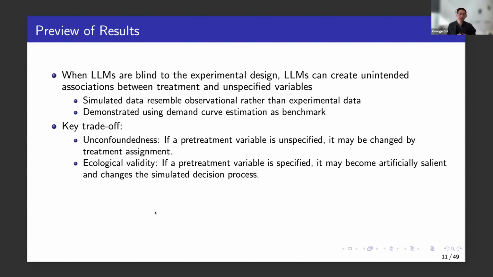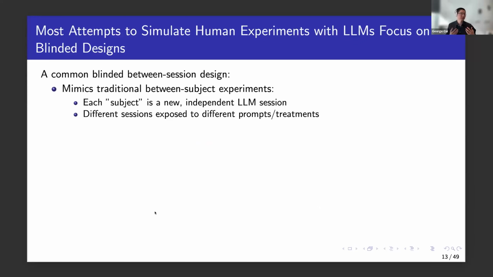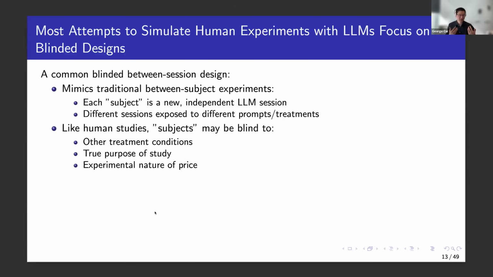Okay. So let's get to some more concrete examples. First, I want to highlight that most attempts to simulate human experiments with large language models have focused on blinded designs. This is what a common blinded between-GPT session design looks like, which mimics traditional between-subject experiments. Each subject is a new independent large language model session, and different sessions are exposed to different prompts or treatments. This is like human studies to some degree, in the sense that the subjects are blind to other treatment conditions, the purpose of the study, or the experimental nature of the variables being studied.